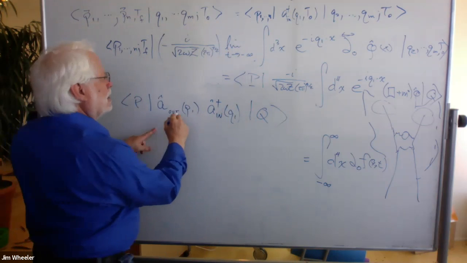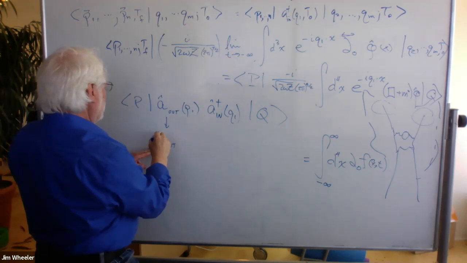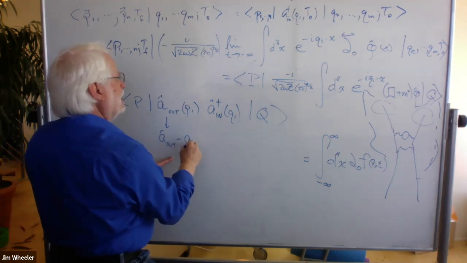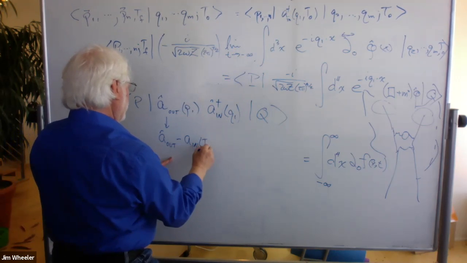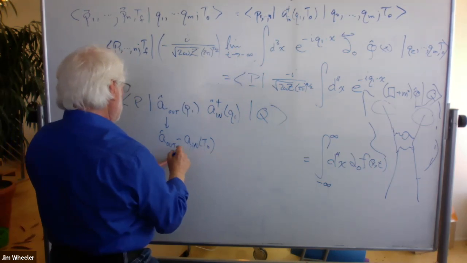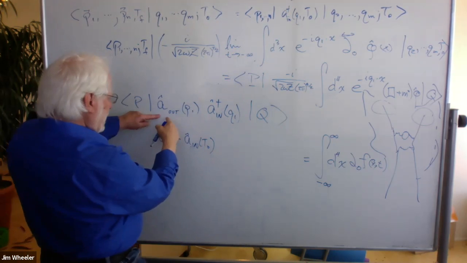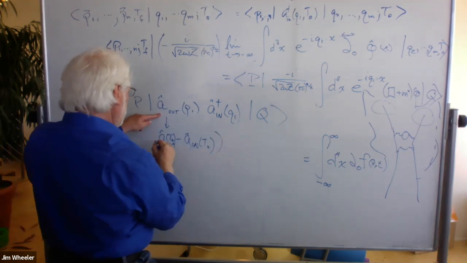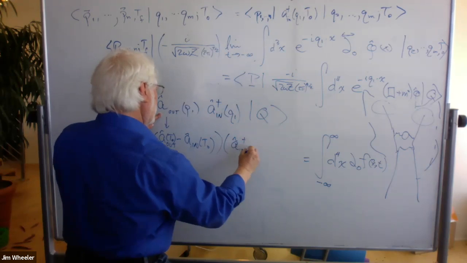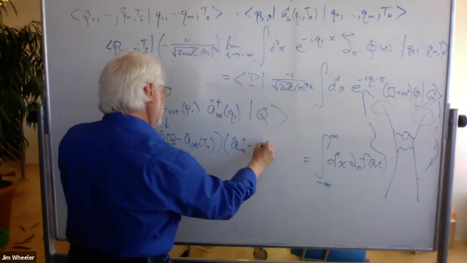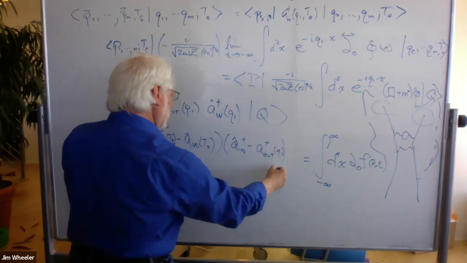Now, in order to insert this extra operator, I want to replace this by a out minus a out a in at the initial time t0. This is t final here. So I want to make that replacement for a out, and for a in dagger, I want to subtract an a out dagger on this side, and this is at some q1.